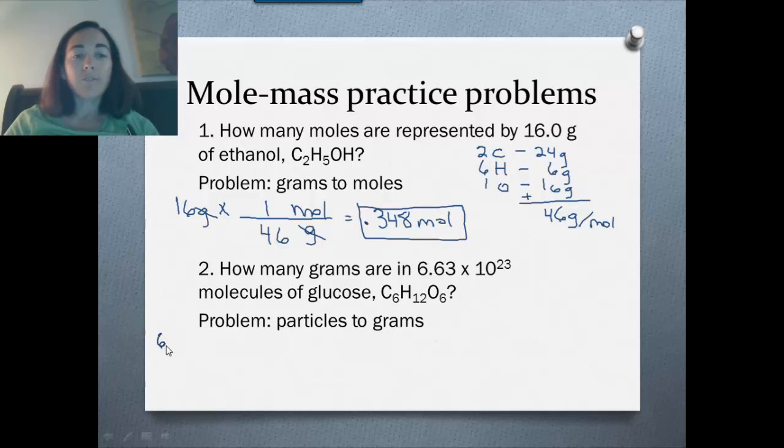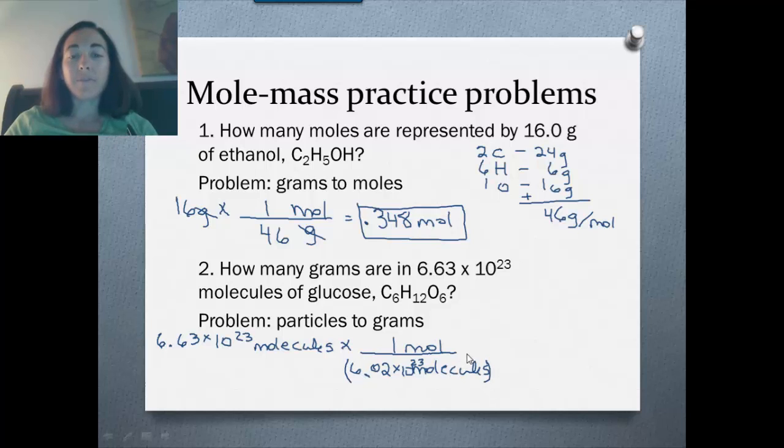Write down what you're given first. 6.63 times 10 to the 23rd molecules. Watch your abbreviation for molecules. Don't make it look like moles. Now I need molecules to cancel out. So this is a little bit of review. But do you remember that in 1 mole there are 6.02 times 10 to the 23rd. Remember, that's Avogadro's number. I'm going to put that in parentheses here to help you with the math in your calculator.